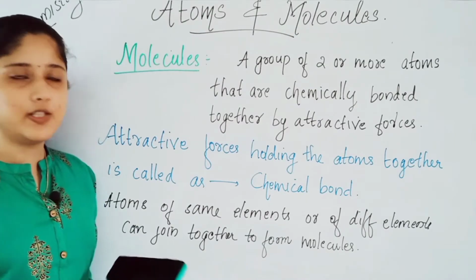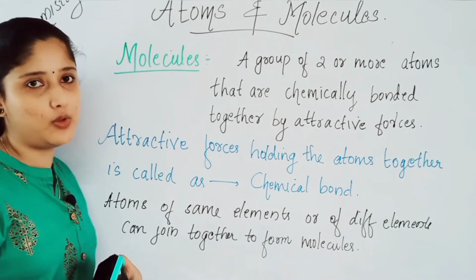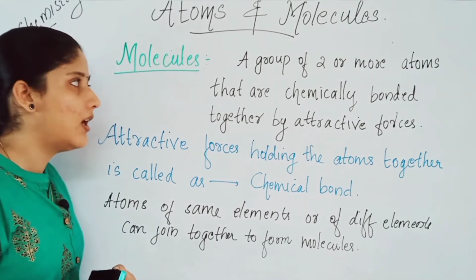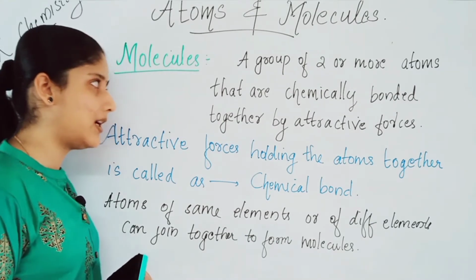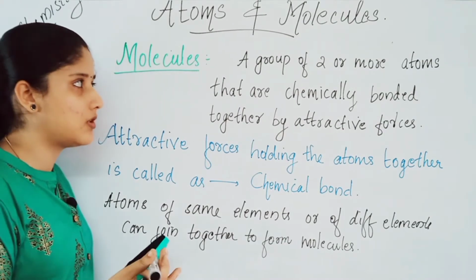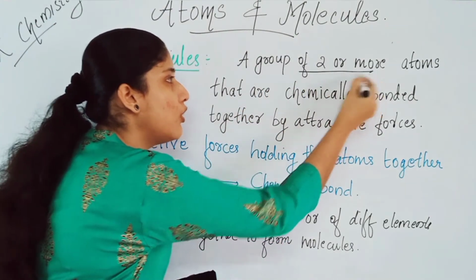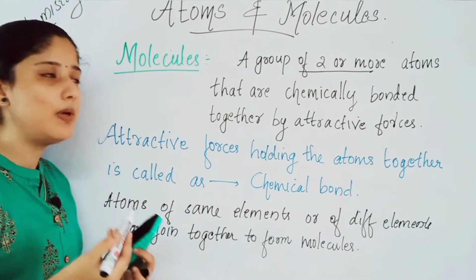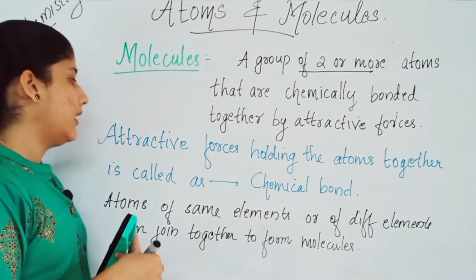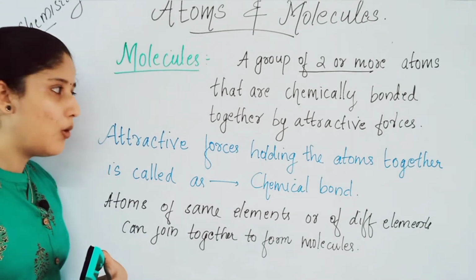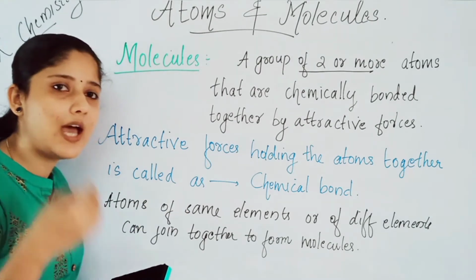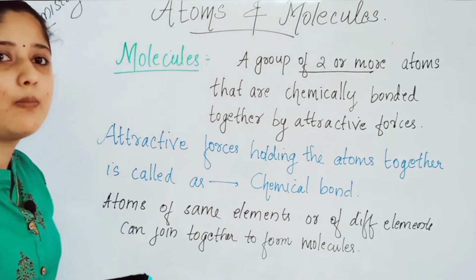Next topic of discussion is about molecules. You already studied in the last chapter about molecules. What are they? A group of 2 or more atoms that are chemically bonded together by an attractive force. The attractive forces holding the atoms together is called a chemical bond.